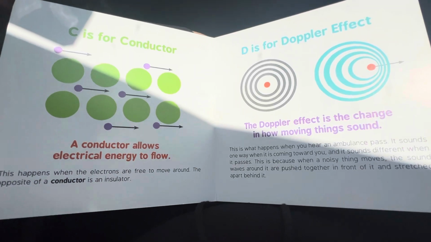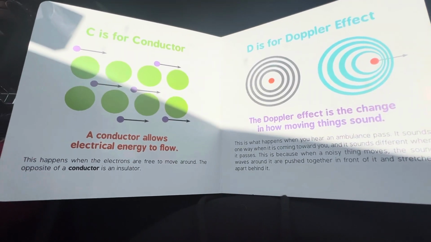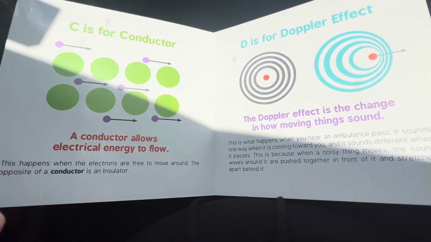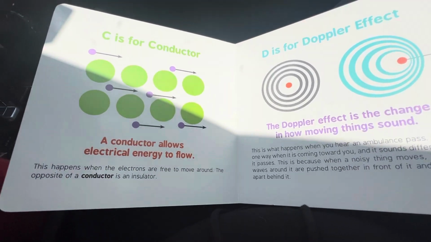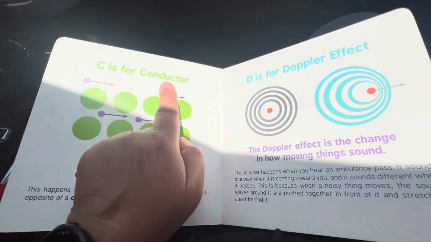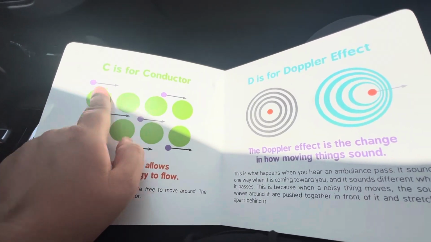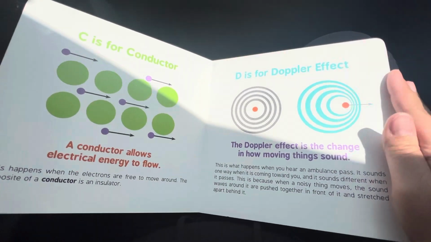C is for conductor. A conductor allows electrical energy to flow. It's usually a metal. This happens when the electrons are free to move around. The opposite of a conductor is an insulator. So these are probably metal atoms. And here's electrons, and because they're free, they can all go in this direction when there's a charge moving through.